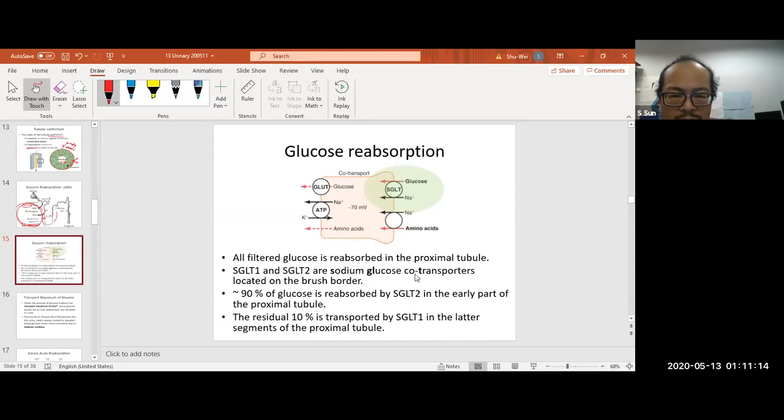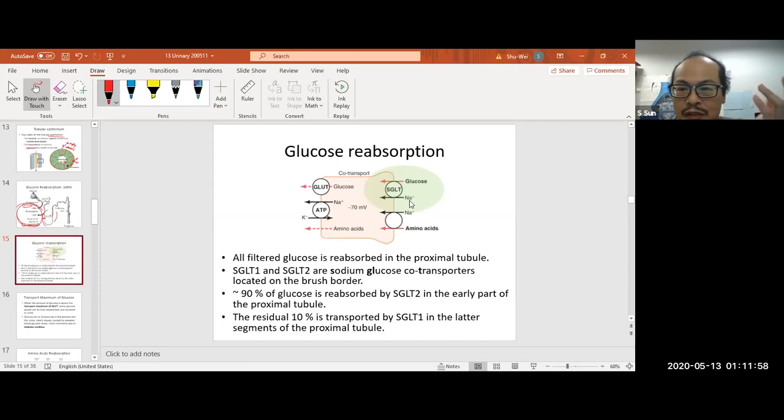SGLT are sodium glucose co-transporters. 1 and 2 are in the proximal, and 90% is by SGLT2, 10% by SGLT1, and basically everything is in the proximal. And it is co-transport with the sodium. So you must remember that glucose is reabsorbed in the proximal convoluted tubule. If you do need to remember extra, show you're standing out.